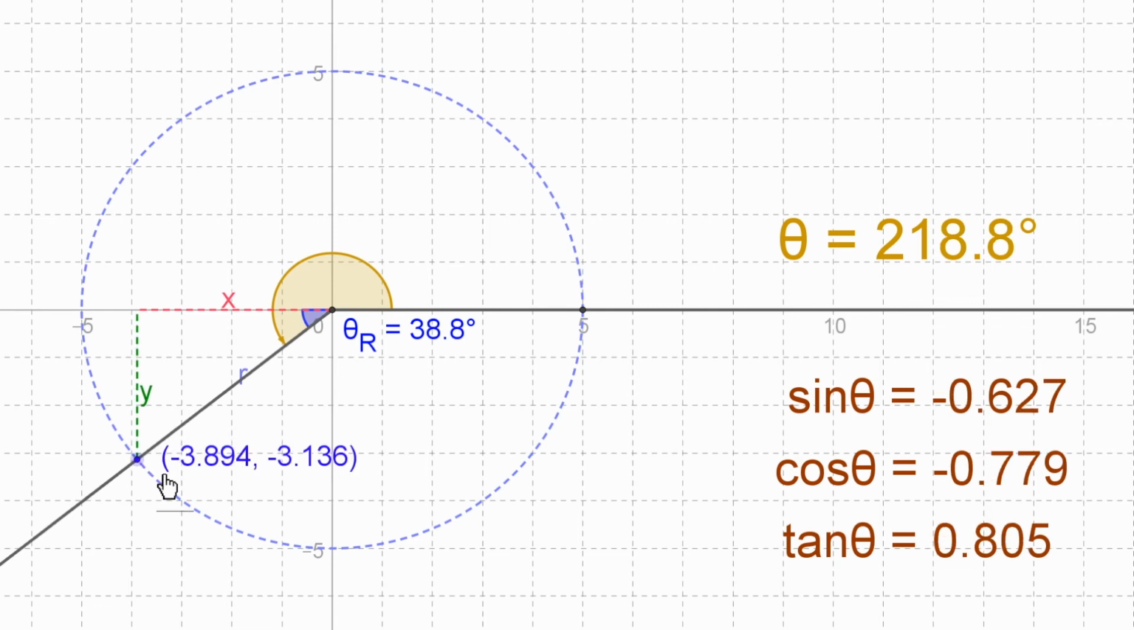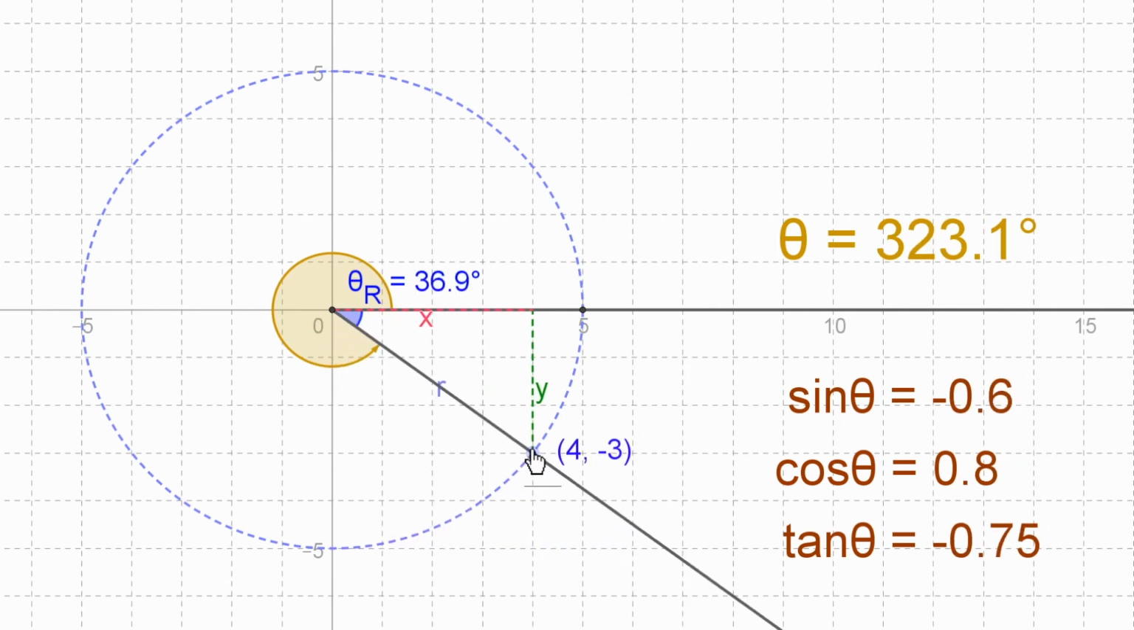And then the fourth one over here, the fourth angle that's related to that reference angle, 36.9, that little blue angle in there, the reference angle. Theta itself, of course, is 323, all the way around to there. But those same values show up, 0.6, 0.8, 0.75. It's just that two of them are negative. Sine and tangent are negative, cosine's positive.